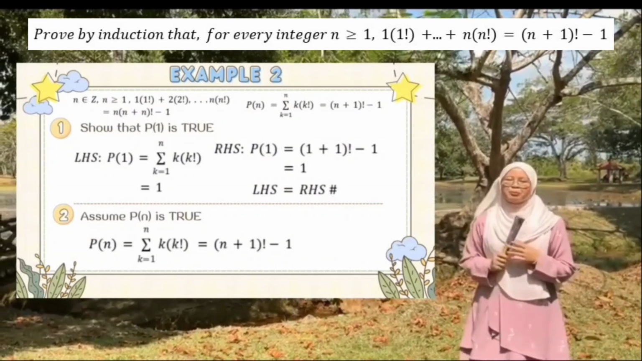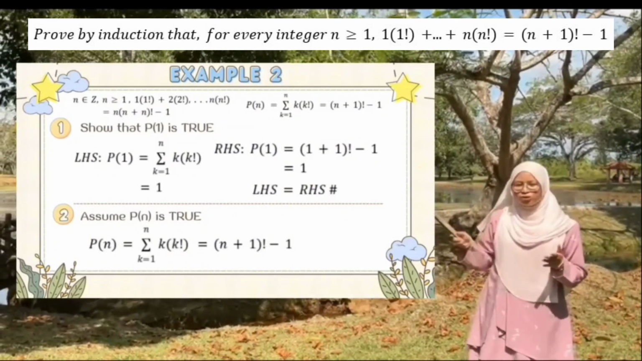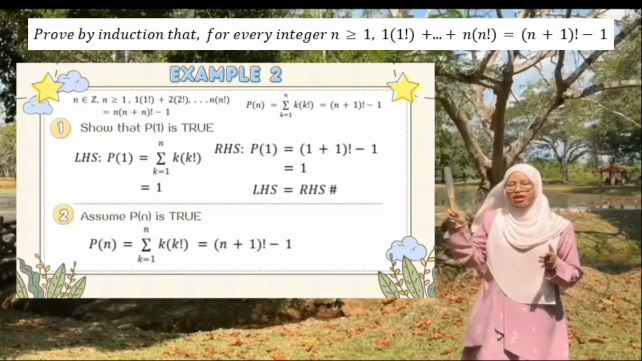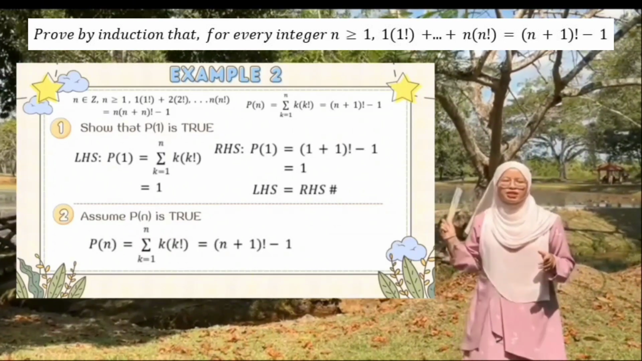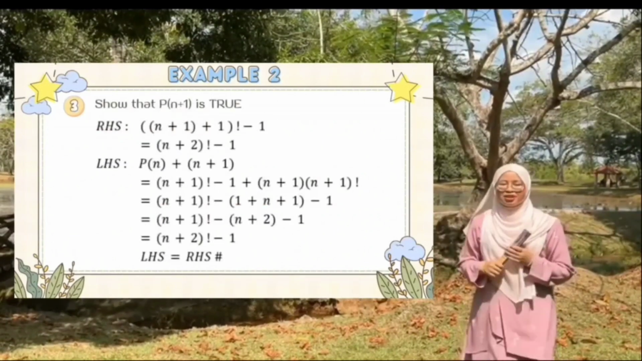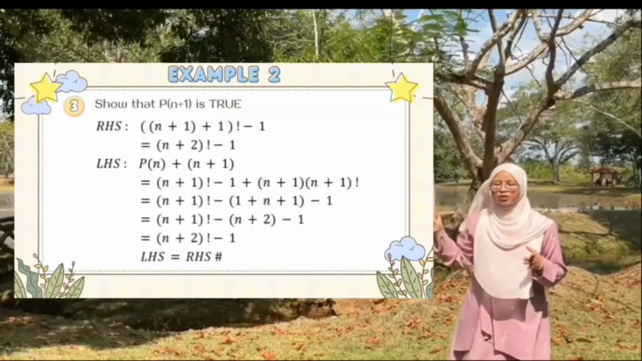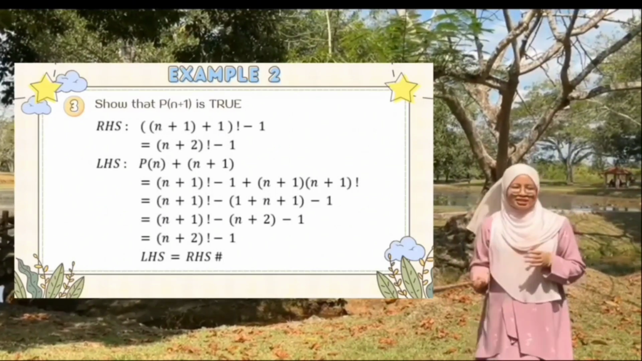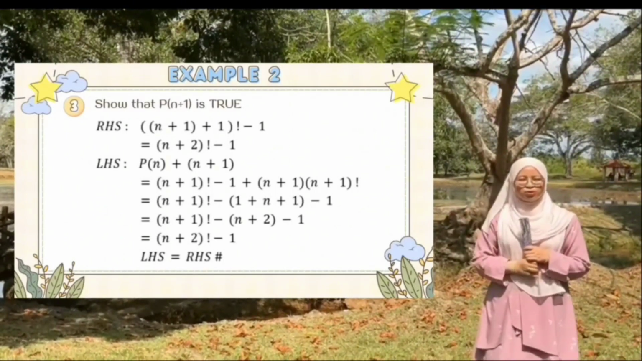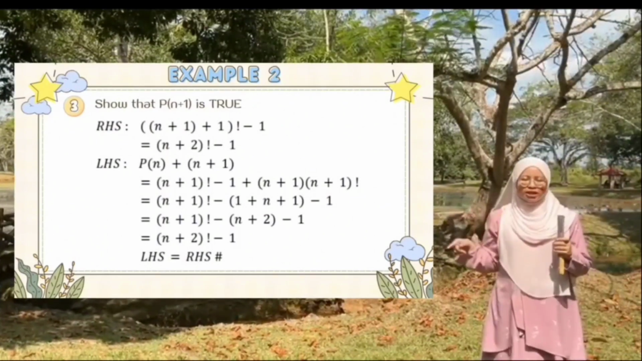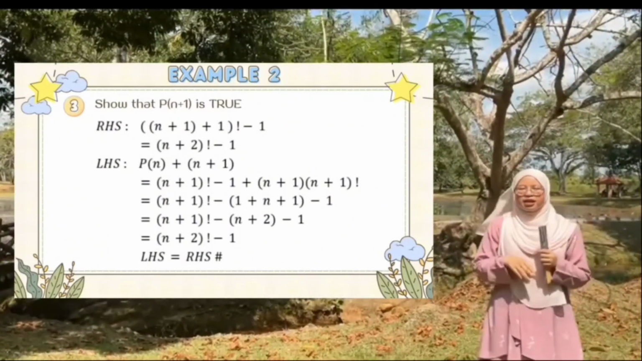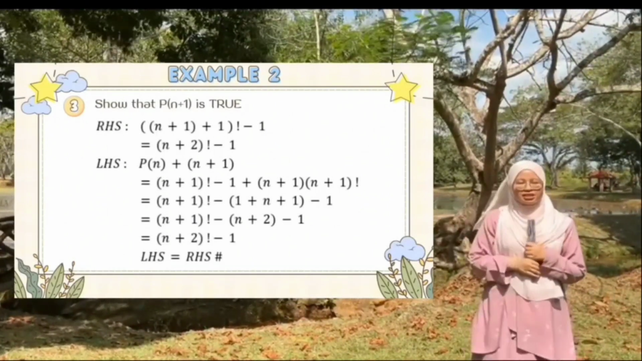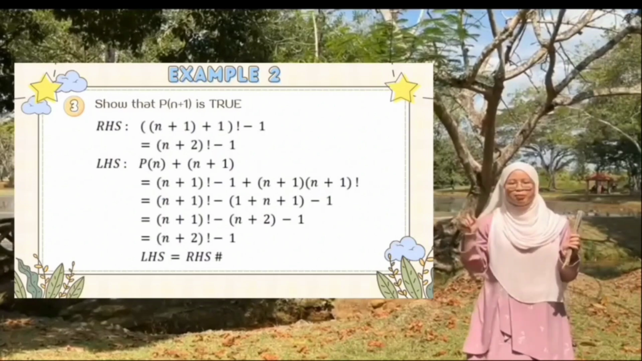Second step, assume that Pn is true, where Pn is equal to the summation of k times k factorial equals, in bracket, n plus 1 factorial minus 1. For the third step, show that Pn plus 1 is true. As we did in the first step, we use the left-hand side and right-hand side. For this step, it is also the same. So for the right-hand side, we substitute n plus 1 into n. So it becomes, in bracket, n plus 1 factorial minus 1, where the answer is, in bracket, n plus 2 factorial minus 1.